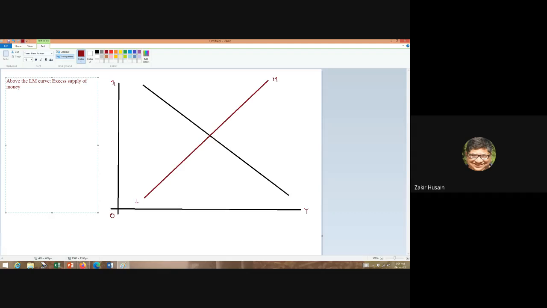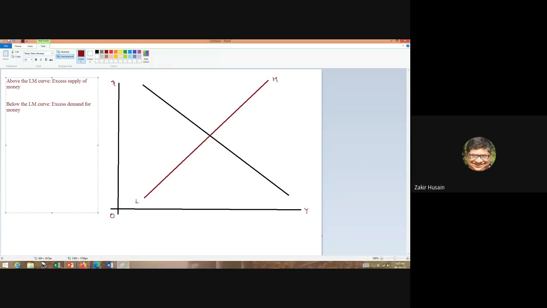And going by the same logic, if we are below the LM curve, we have excess demand for money. Okay. Now, see, in the money market, Y is given. You can change only the rate of interest. In the commodity market, the rate of interest is given. You can change only the national income, Y.